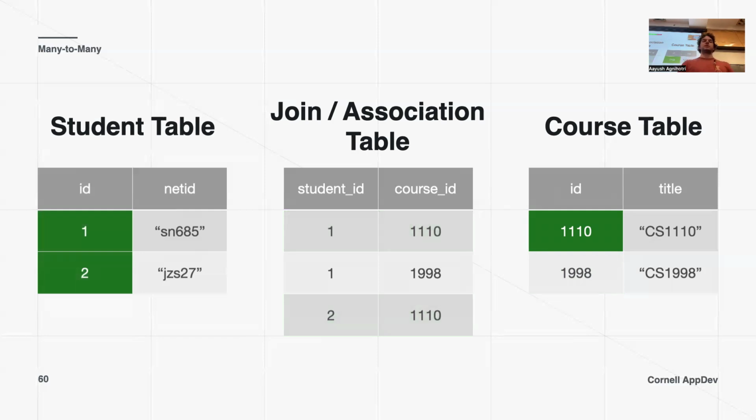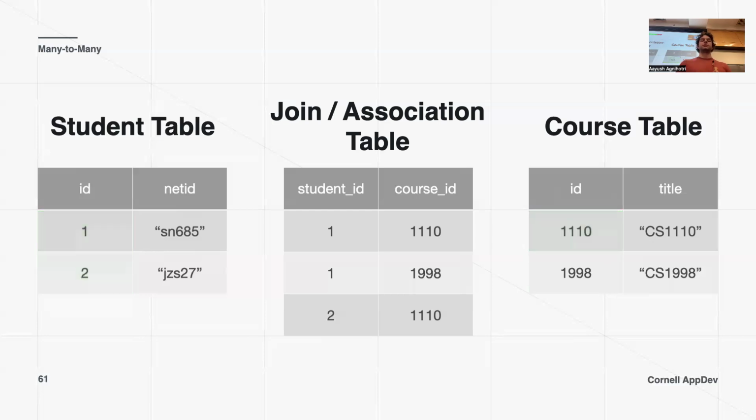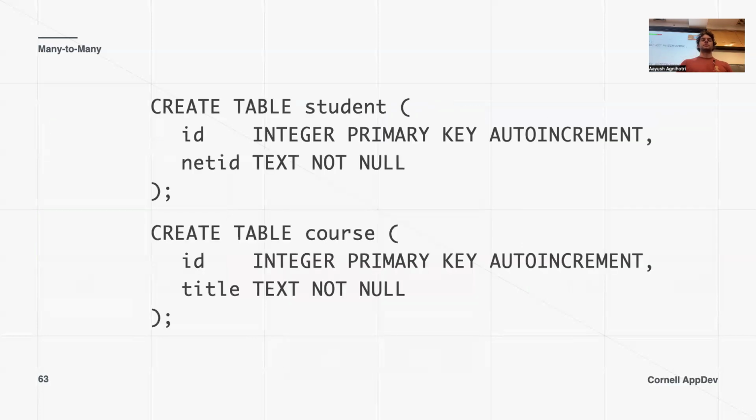So we see that this join association table allows us to query information and relate tables with a many-to-many relationship really efficiently. Let's say student 2 enrolls in CS 1998. All we have to do is add an extra entry in the association table, and the relationship still holds. There are no errors or anything like that. So it's really easy to insert new data into this schema over here.